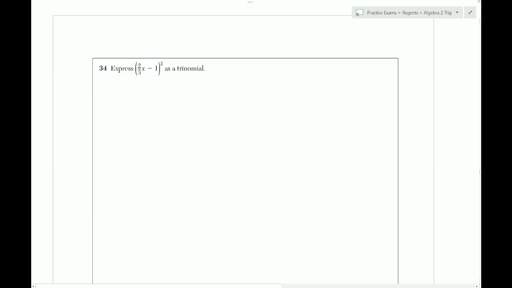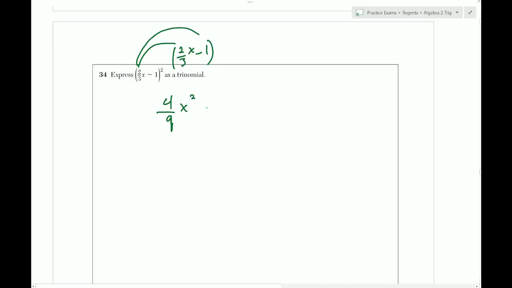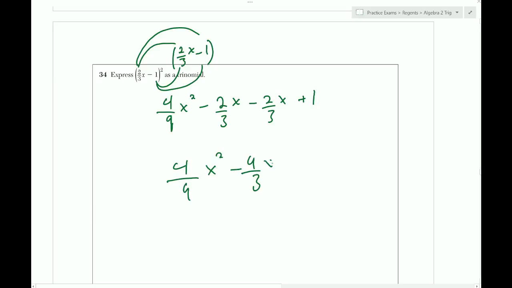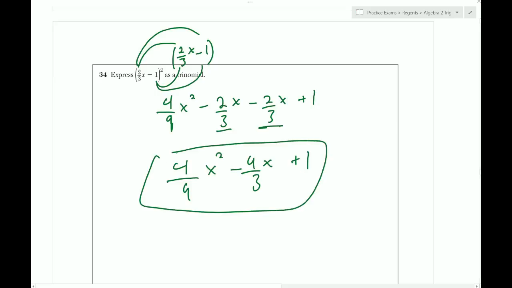Express this as a trinomial. So we just have to FOIL it out. So 2/3 x minus 1. Now I do first, that gives me 4/9 x squared. Then I can do outer, that's minus 2/3 x. Then I can do inner, so I get another minus 2/3 x. And I do last, which gives me a +1. So 4/9 x squared minus 4/3 x, because these are like terms, plus 1. That's kind of it for that.